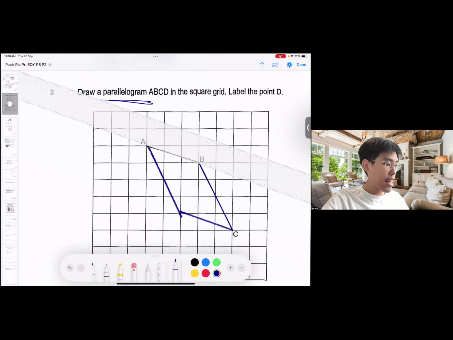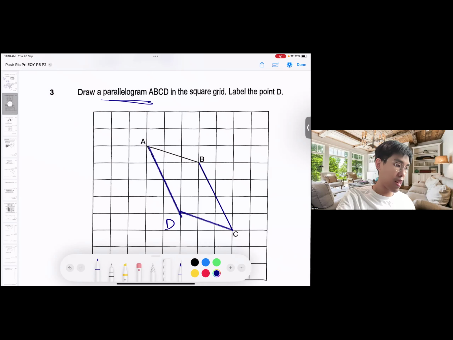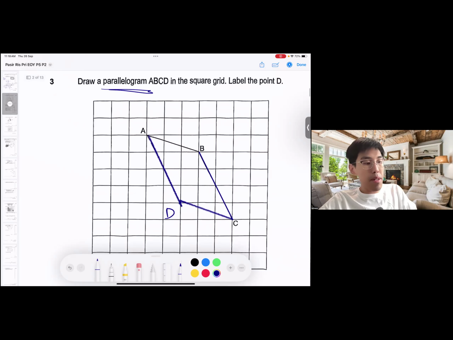Okay, like that. So this is D, and you must label it. Don't just draw, don't forget to label. Some teachers are strict in this sense: if you don't label, they mark you wrong. Some teachers are very particular about this, so make sure you follow the instructions. Draw the parallelogram, label the point D. The D must be visible.